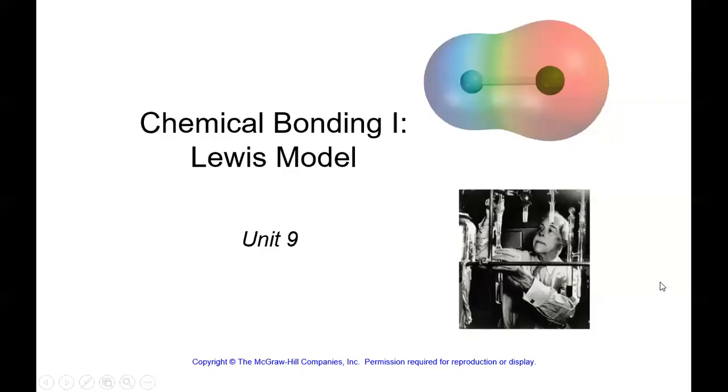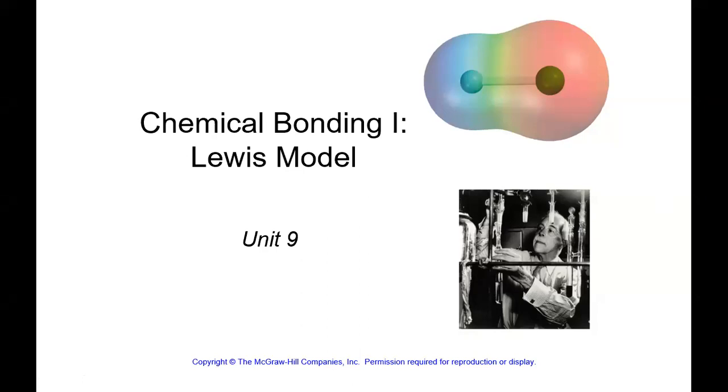So let's go to our PowerPoint here that we are going to start with, and we are going to be starting a new unit here. We're going to start studying chemical bonding. So most of the discussions we've had for the past few days have been about atoms themselves, right? And the configuration of electrons in atoms. But what about when atoms join together to make molecules or compounds?